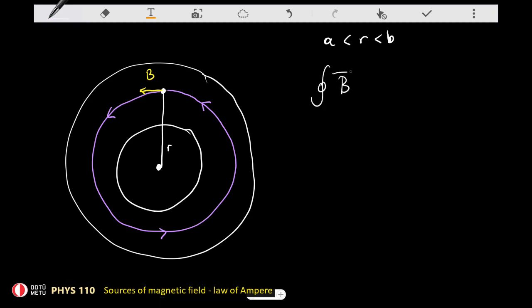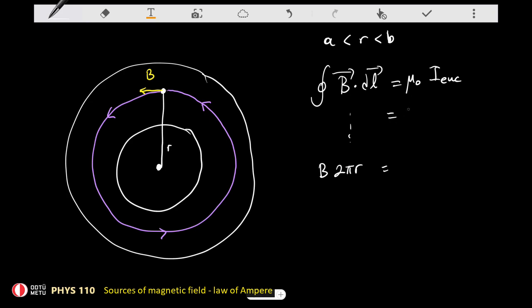So that's B dot dl, that's mu0 times I enclosed. The left-hand side is the same again. So that's B times 2 pi r. What about the right-hand side?